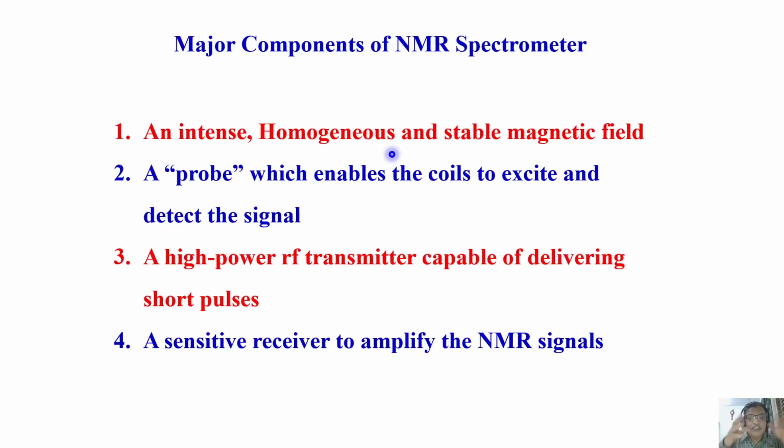So that in a spectrometer of higher frequency, like 600 megahertz, 1000 megahertz, you must be able to differentiate 2 peaks separated by 0.1 hertz. That much is the resolution you require. So the magnetic field has to be perfectly homogeneous. And it has to be stable.